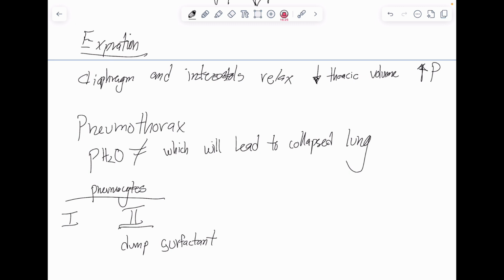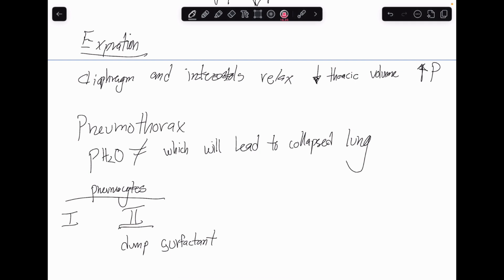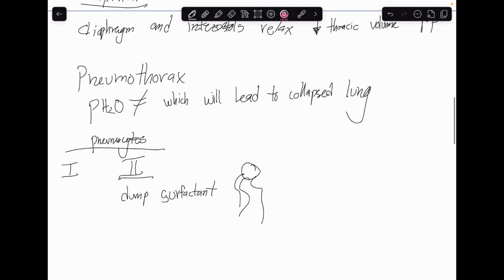Surfactant is a lipoprotein complex, meaning it's 90% lipids, 10% proteins, and is secreted by these type 2 alveolar cells. It's got a polar head, it's got some tails. Anyways, its function is to reduce surface tension in alveoli, which will prevent alveolar collapse. It also increases lung compliance and reduces work of breathing.